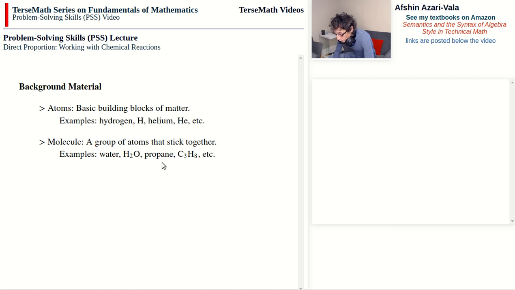A molecule of propane, which is what you use to barbecue with, is made up of 3 carbon atoms that are stuck together and 8 hydrogens that sort of stick around these 3 carbons. And we write the molecular formula as C3H8. And in all cases, the number 3 and the number 8 here, as well as 2, and also if there is nothing, that means there is a 1.